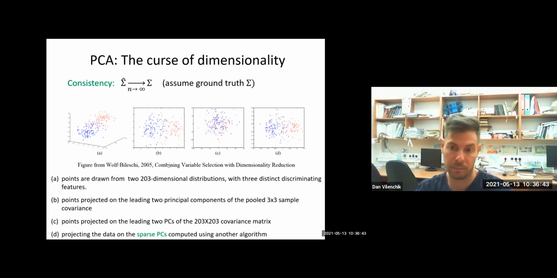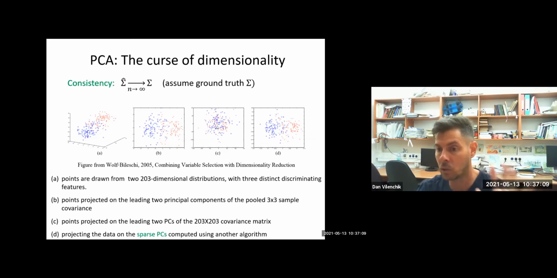So suppose that we have this game and we want to know which 3 features are important. And I'll just jump to panel C. This is PCA on the leading 2 principal components. So we compute the pooled covariance matrix, we project the data, but we see that the separation disappears. The picture is smeared.